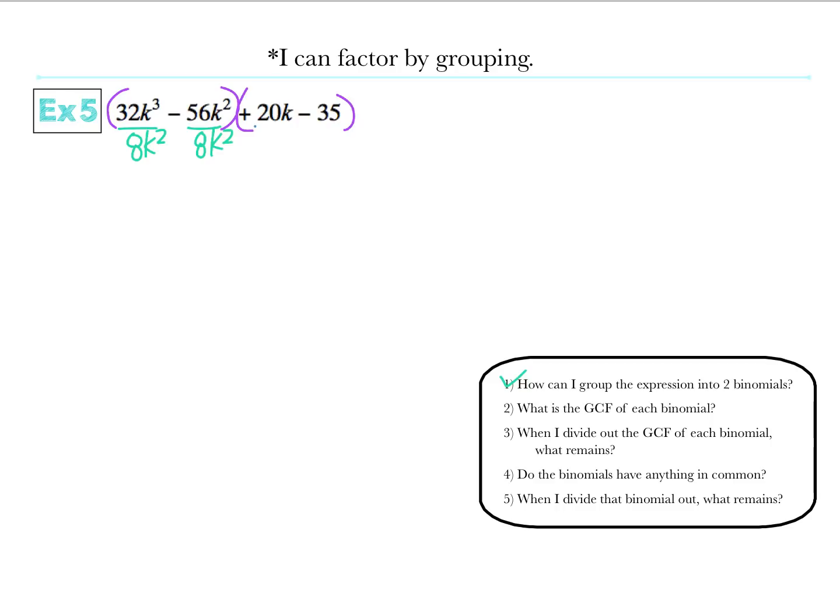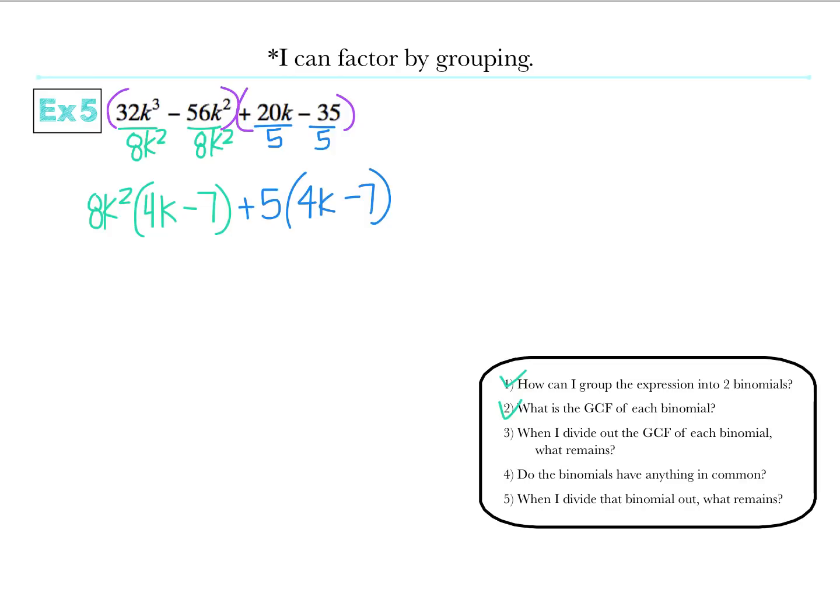All right, and the other one, 20k and 35. The leading coefficient is positive, so I don't need to take out a negative, and they don't share any variables, so I'm going to take out a 5. All right, so when I divide out the GCF, what remains? So I took out an 8k squared from the first one, and so when I divide that out, I'm left with 32 divided by 8 is 4, and k to the third, and I put 2 k's out front, that leaves me with a k. And then negative 56 divided by 8 is minus 7, and I had 2 k's, and I put them out front, so that's what I'm left with. And then over here, I took out a positive 5, and so 20k divided by 5 is 4k, minus 35 divided by 5 is negative 7.